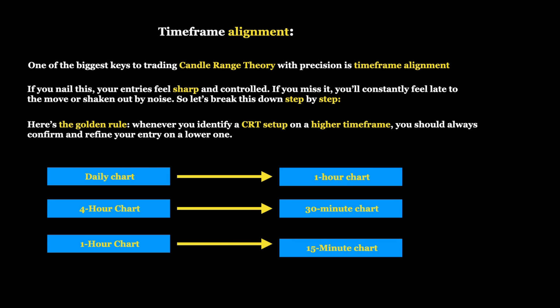For a CRT on the 1-hour chart, your lower time frame is the 15-minute. That combination works smoothly because it keeps your analysis structured while still giving you enough detail to find high-quality entries. Some traders prefer the 5-minute, but the truth is, it often tricks you into overtrading. Stick with the 15-minute for consistency.